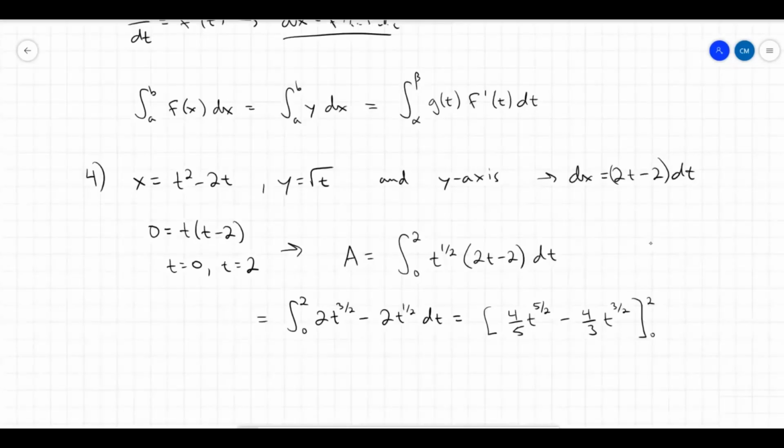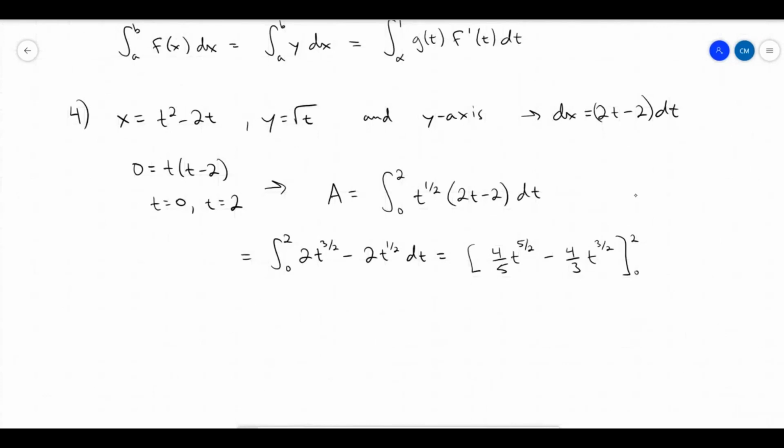Plugging in 0 is not going to do anything. Plugging in 2, we'll get 4/5 times 2 to the 5 halves power minus 4/3 times 2 to the 3 halves power. There's not much else we can do to simplify this, and there's probably a couple things, but it doesn't matter too much. That's the exact solution right there. Whatever that number happens to be, that's going to be the area enclosed by that piece of the curve from where t is equal to 0 to t equals 2.